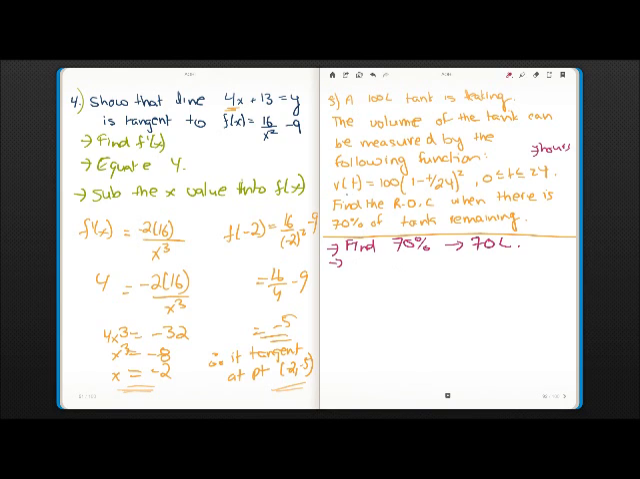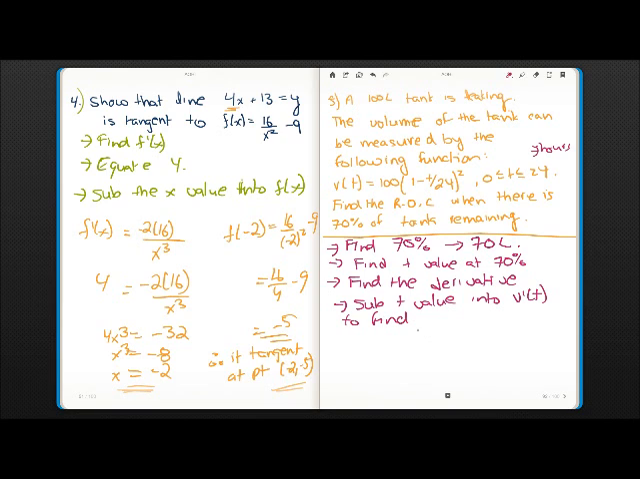Then we need to find the t value at 70%. Then we need to find the derivative of the function, and lastly we need to sub the t value into V prime of t to find the rate of change. So that's what we have to do, and so let's start.